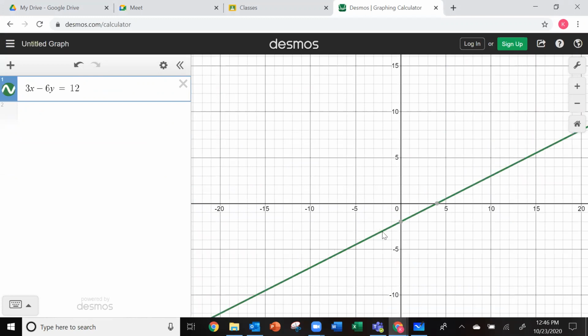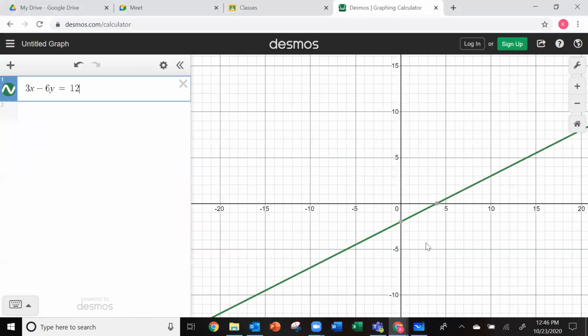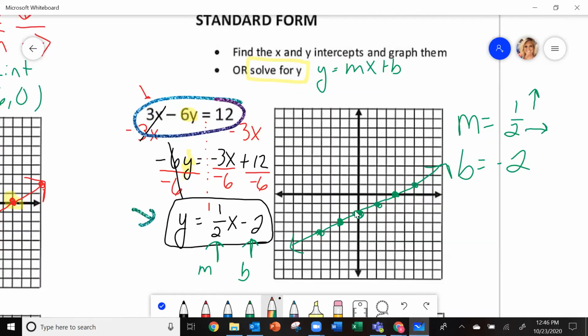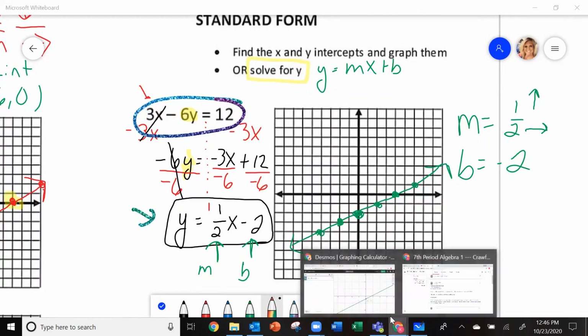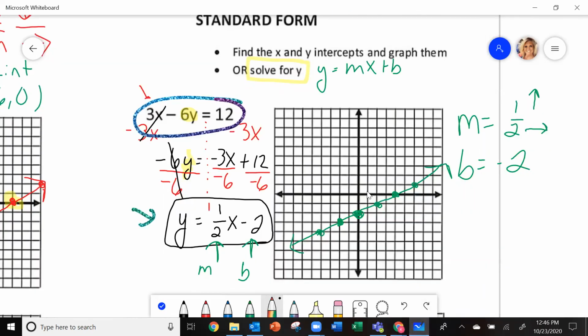Looking at my line, it's increasing from left to right. It's going up, yes. Now my y-intercept is 0, negative 2. Is that what I started at? Sure is. My x-intercept is 4, 0, right here, 1, 2, 3, 4. The x-intercept is 4, 0. That means that we did this correct.